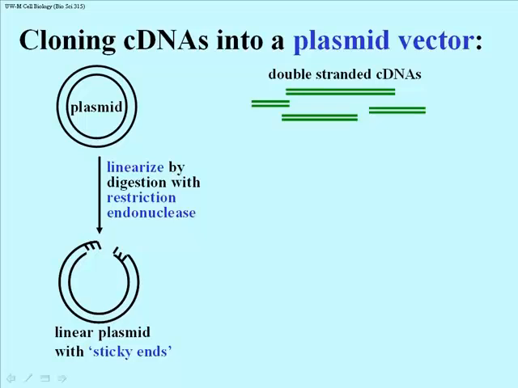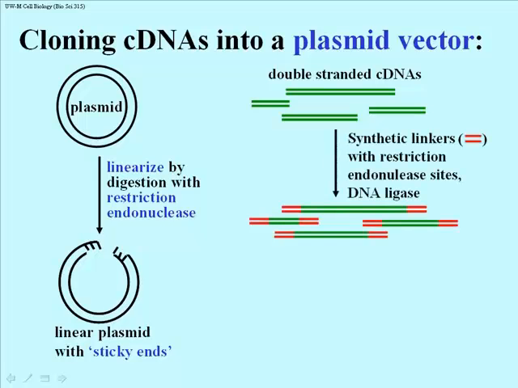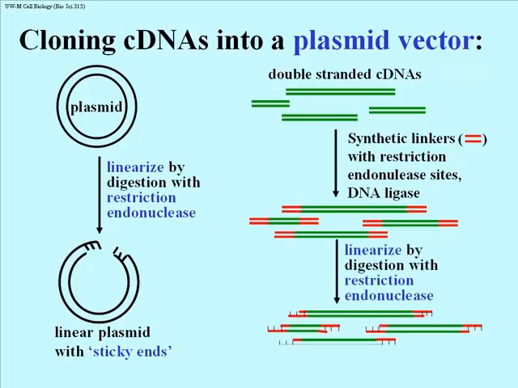Now, I've got these cDNAs, and I don't really want to cut those, but I do want them to have sticky ends. So what I do is I synthetically produce what's called a linker, which has the same sequence of bases that would be recognized by the restriction enzyme I intend to use, and I ligate them to the cDNAs, and I get this array of cDNAs, each with synthetic DNA on either side that contains a restriction endonuclease site. So I've used DNA ligase to stick them together, and hopefully that's what I get.